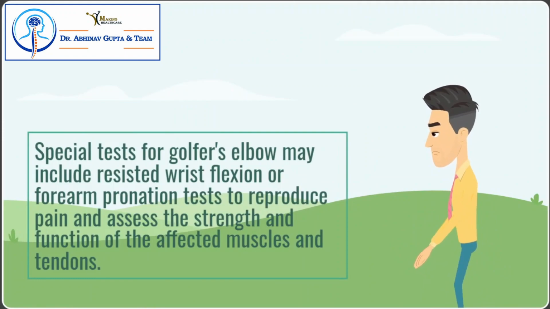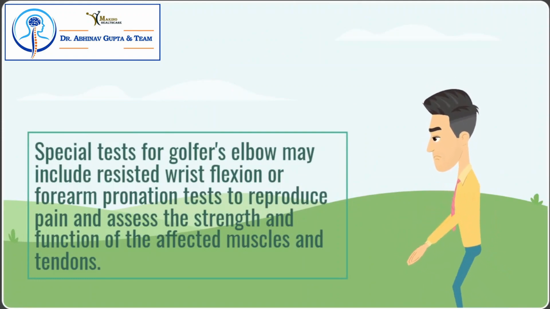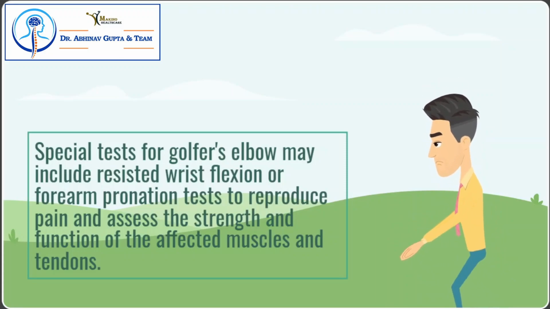Special tests for golfer's elbow may include resisted wrist flexion or forearm pronation tests to reproduce pain and assess the strength and function of the affected muscles and tendons.